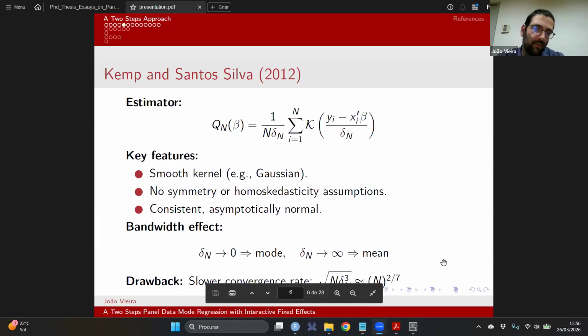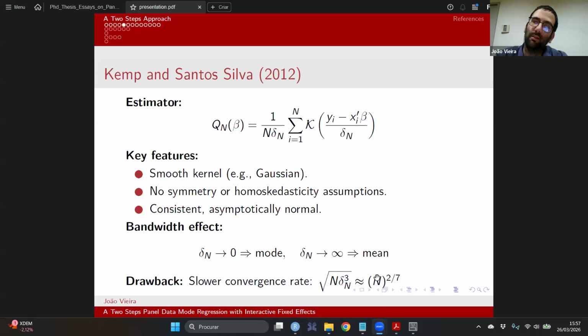The main drawback of this approach, a general drawback at least that I'm aware of, is that we have a slower rate of convergence. It's not the typical square root of n. Basically, you could approximate it in this case as the square root of n b to the 7.